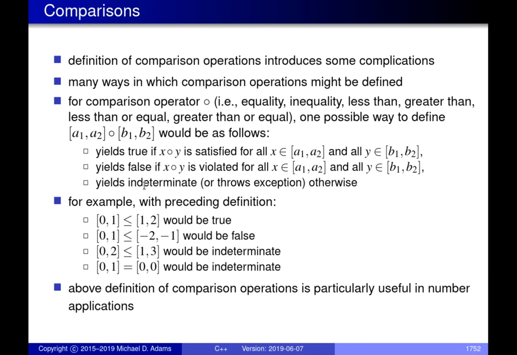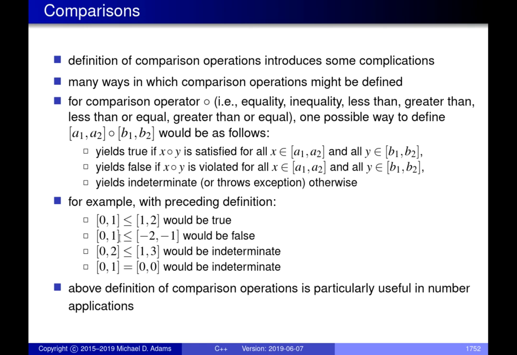So to give some more concrete examples, suppose we have the interval 0, 1, and we're checking to see if it's less than or equal to 1, 2. No matter how I choose values from this range, anywhere between 0 and 1, and no matter how I choose values from this range, I can never make this condition not true. For example, 0 is less than 1, or 1 is less than or equal to 1. No matter how I choose them, the condition is always true. So in this case, at least for any reasonable way to define less than or equal for interval arithmetic, this would evaluate to true.